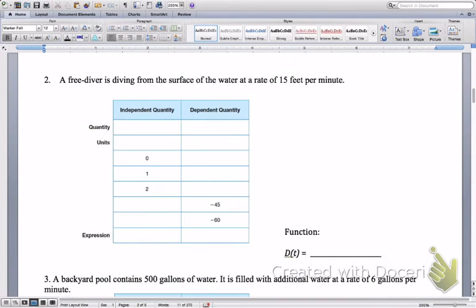Number 2. So we have a free diver diving from the surface of the water. So surface is important, at a rate of 15 feet per minute. So quantity is the same here again. It's time again, and the depth of the diver at a given time. And again, we're talking about minutes and feet. So let's put minutes and feet.